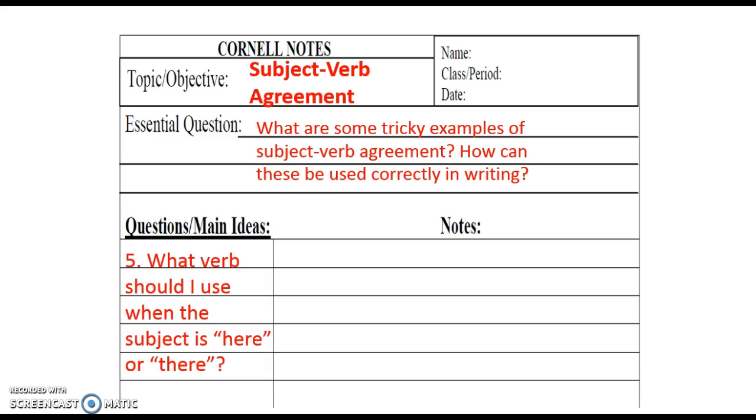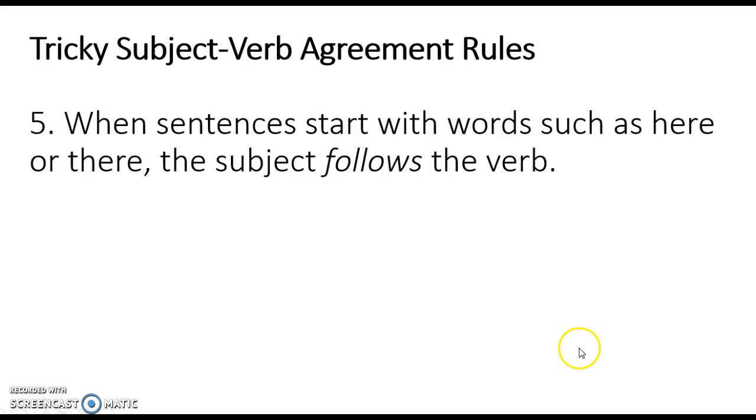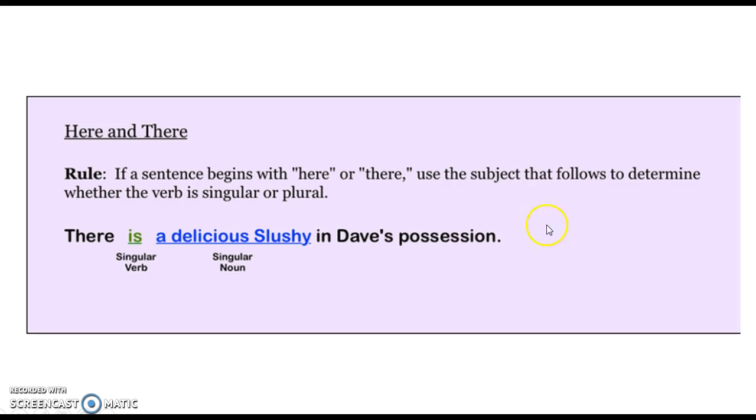All right, next question. What verb should I use when the subject is here or there? That can be kind of tricky because here or there, you know, is that singular or plural? What does that need to agree with? And so when sentences start with here or there, the subject is actually going to follow the verb. And that's why it's tricky, because the sentence might start with here or there, but the subject is going to come after the verb. So let me show you an example.